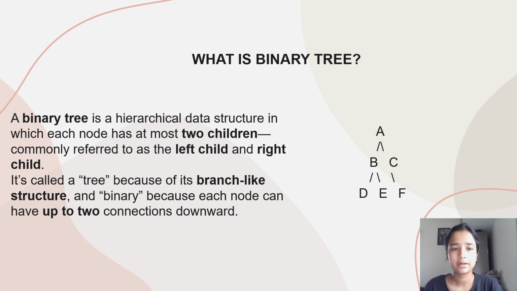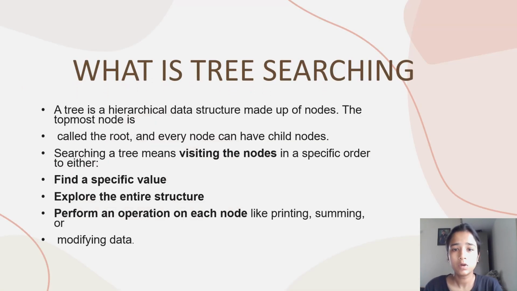So what is binary tree? A binary tree is a hierarchical data structure in which each node has at most two children, commonly referred to as left child and right child. It's called a tree because of its branch-like structure, and binary because each node can have up to two connections downward. What is tree searching?